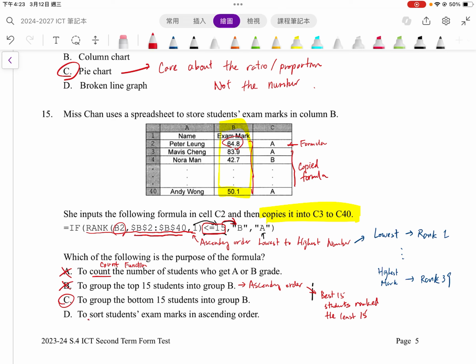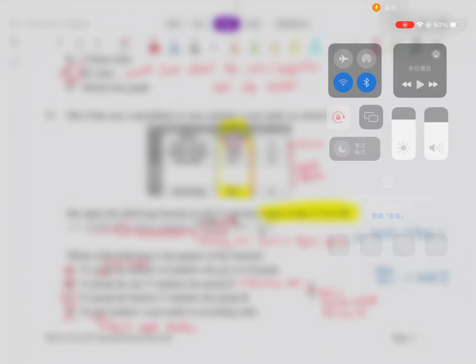And then D is not correct, because when we do the sorting, we don't need any function. Okay, basically, so this is the answer for C. So this is the whole paper, the section A, and in the next video we are going to talk about the short questions.